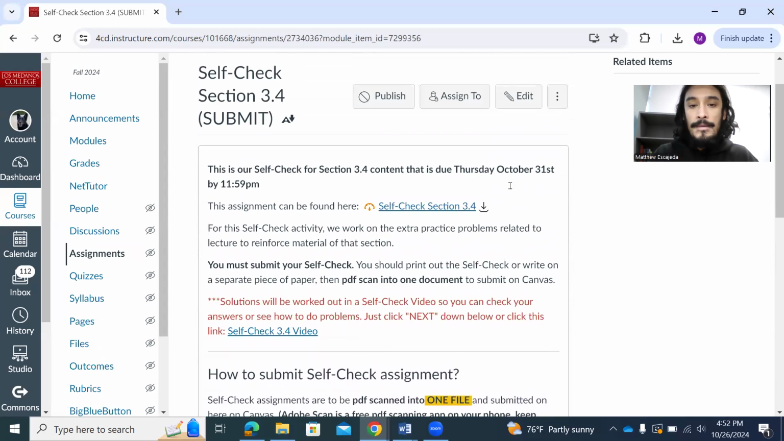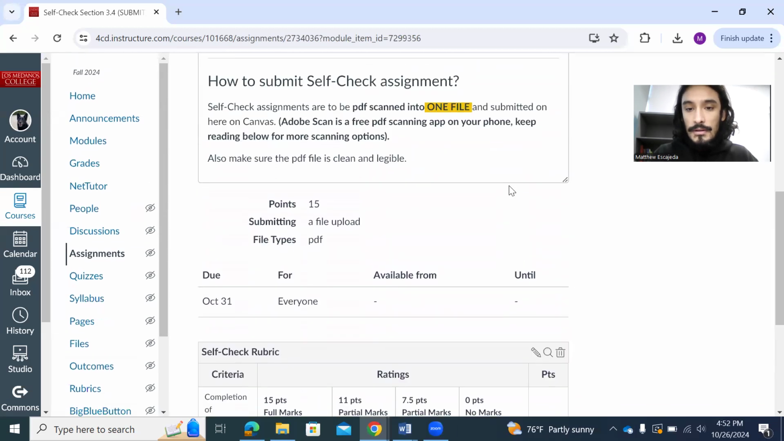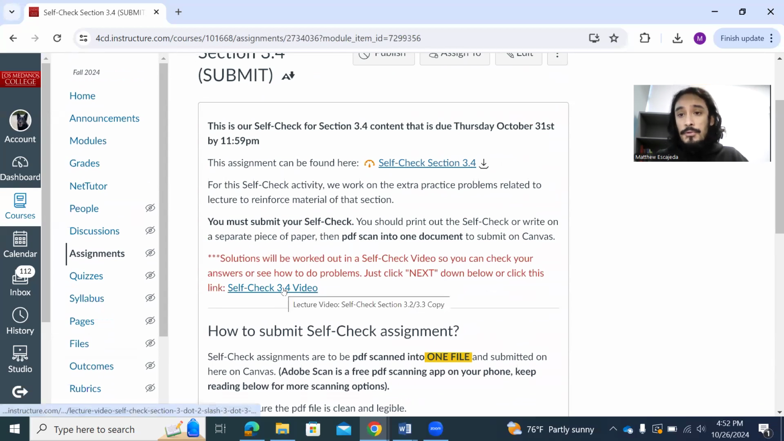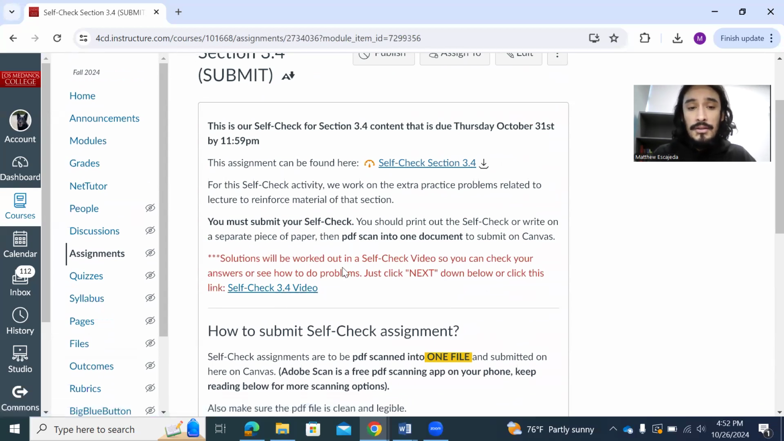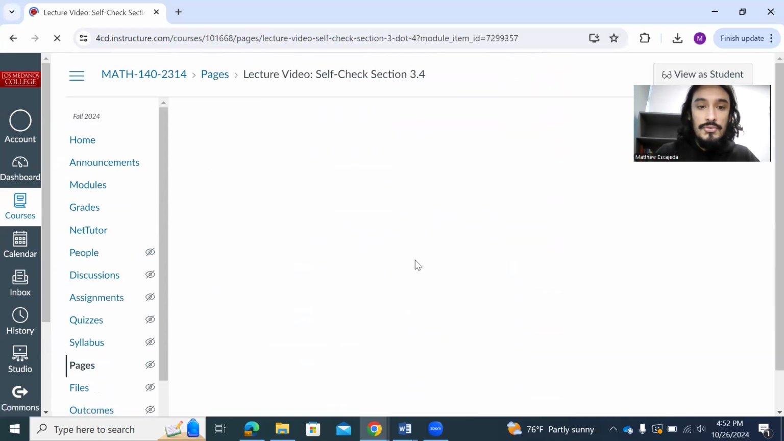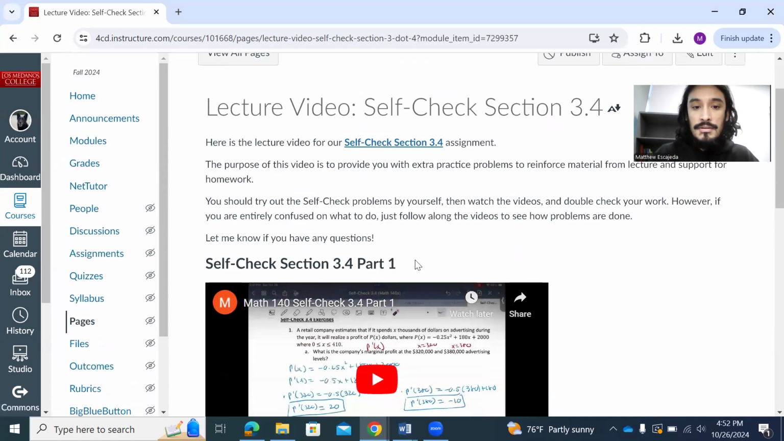Okay. So, and if you're having trouble with this, right, you can check out the self-check 3.4 video where I go over these problems. You can click on this link right here, or you can just click next to check out the videos for this.